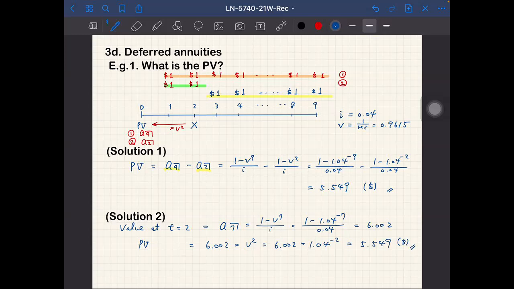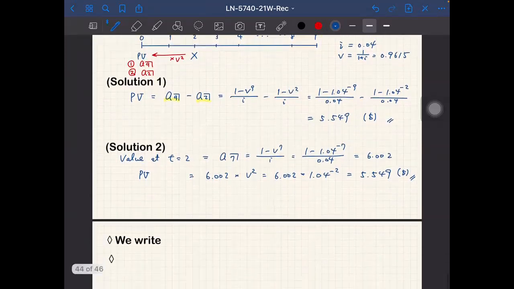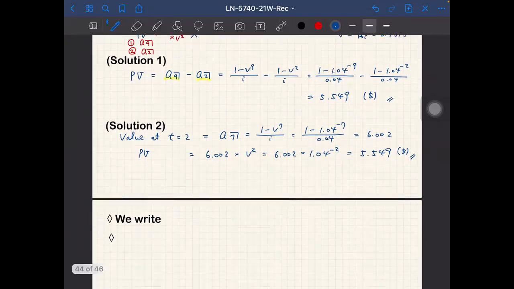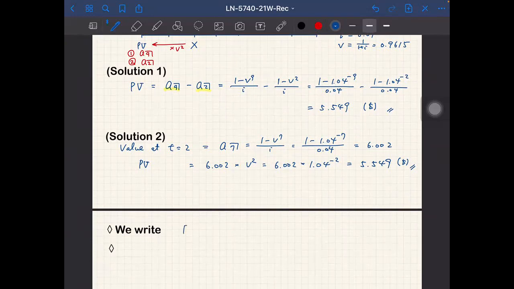So either way we can solve this. And we write this deferred annuity as 2 vertical line a angle 7, or 2 bar a angle 7. So in general, m bar a angle n is equal to a angle m plus n minus a angle m.